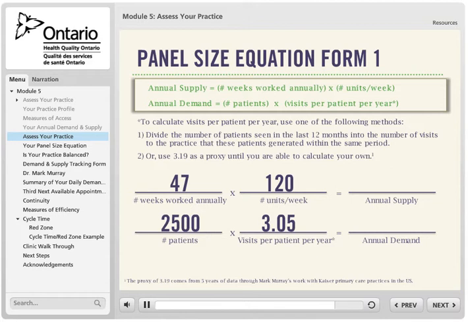By inputting these numbers into the panel size equation, Dr. Reynolds learned that her annual supply is less than her annual demand by 1,985 appointments, or 42 appointments per week, or approximately 8 appointments per day. Could this be the reason that patients are having a difficult time booking appointments? Next, you'll use the panel size equation to calculate if your supply and demand balances for appointments.